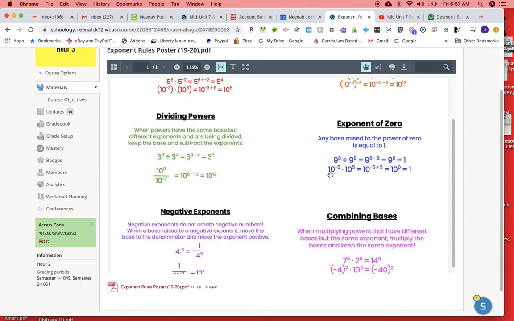In the other example below it, they're multiplying. So we're going to add our exponents. Negative 5 plus 5. They're opposites, so they become 0. Anything to the 0 power is 1.